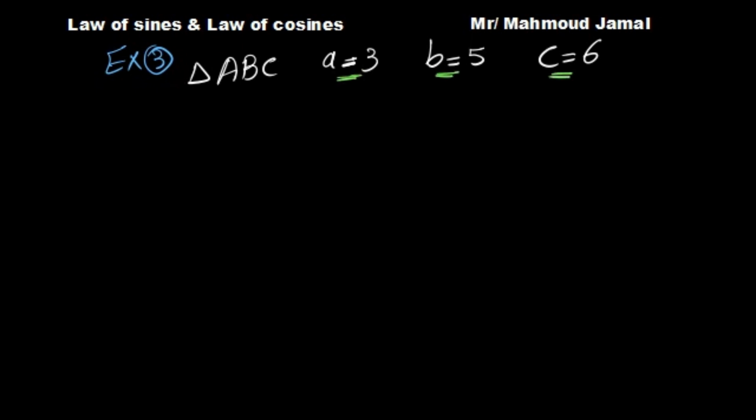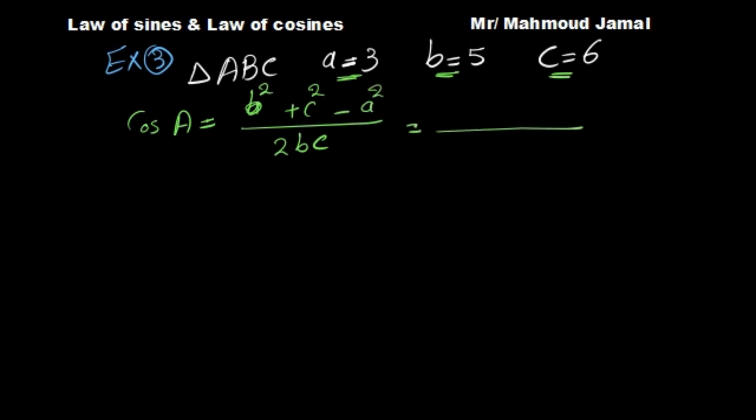So I will start with cosine. I want to know the angle, so I will start with cosine A equals, down is 2BC, and up has to be B power 2 plus C power 2 minus A power 2. Write the numbers. B is 5, power 2 is 25, plus C power 2 is 36, minus 3 power 2, which is 9, and 2 times 5 times 6.